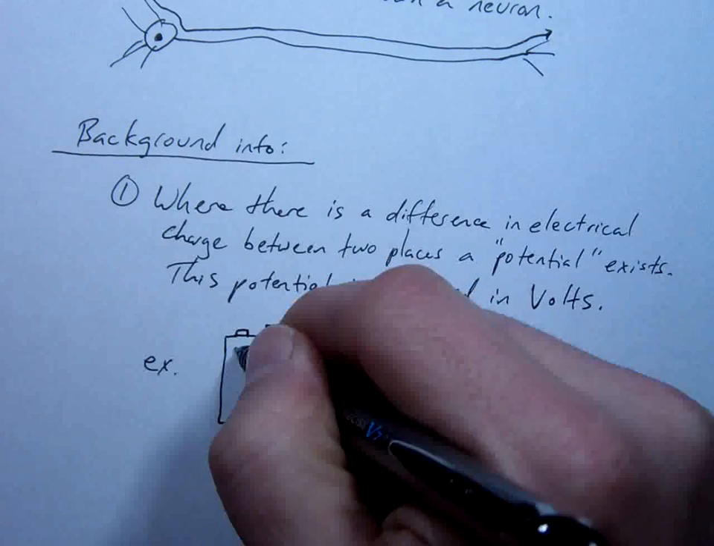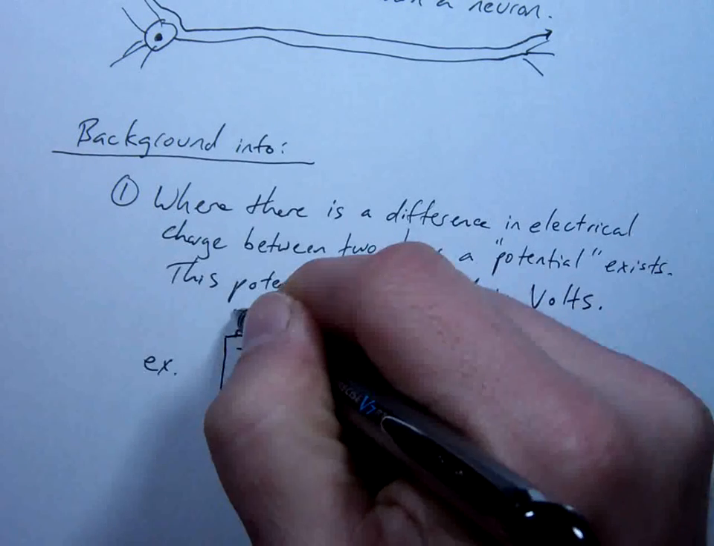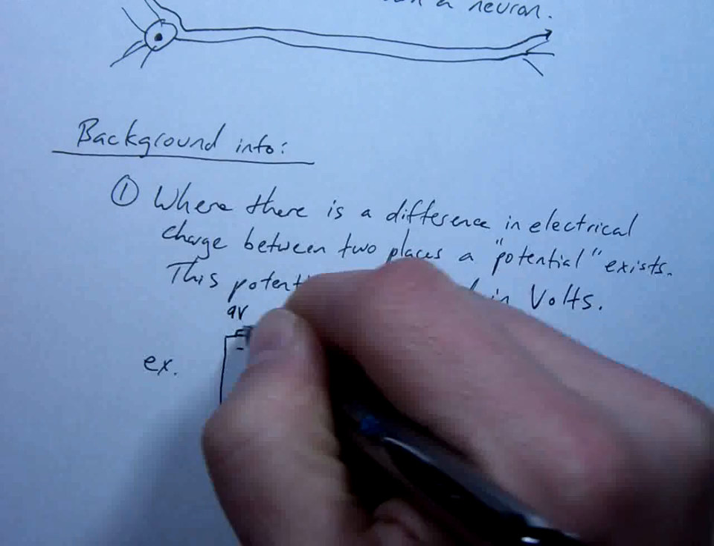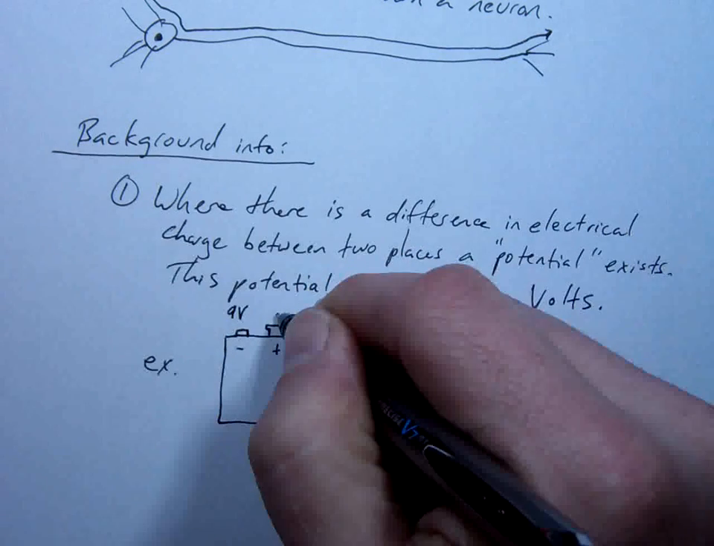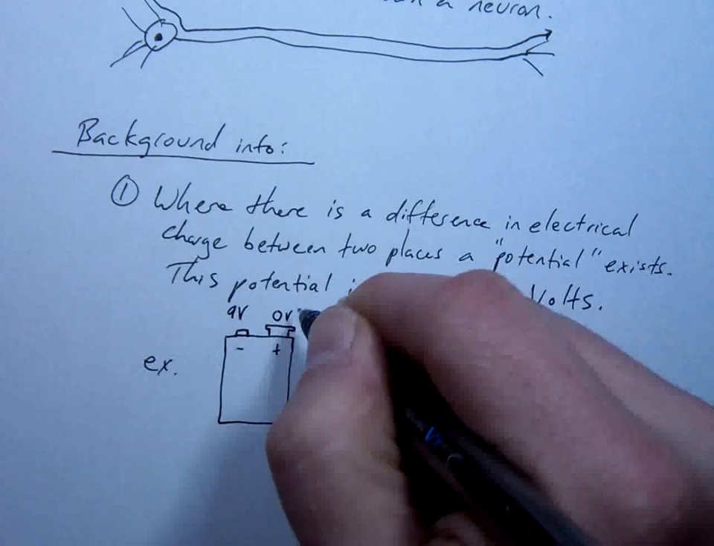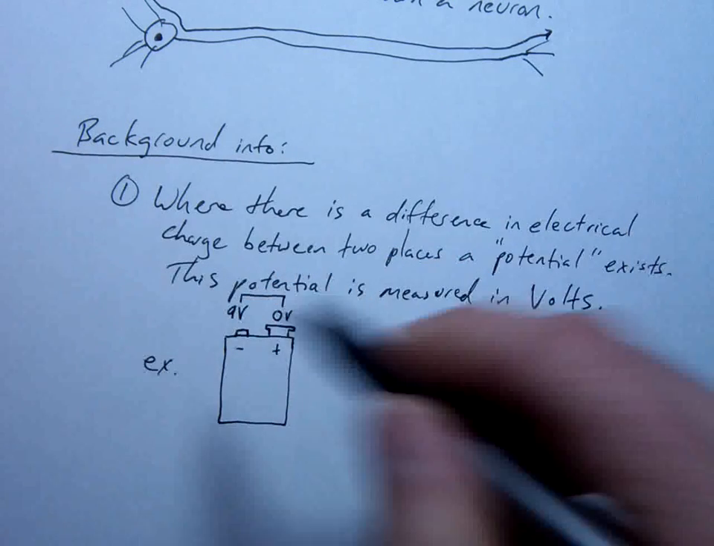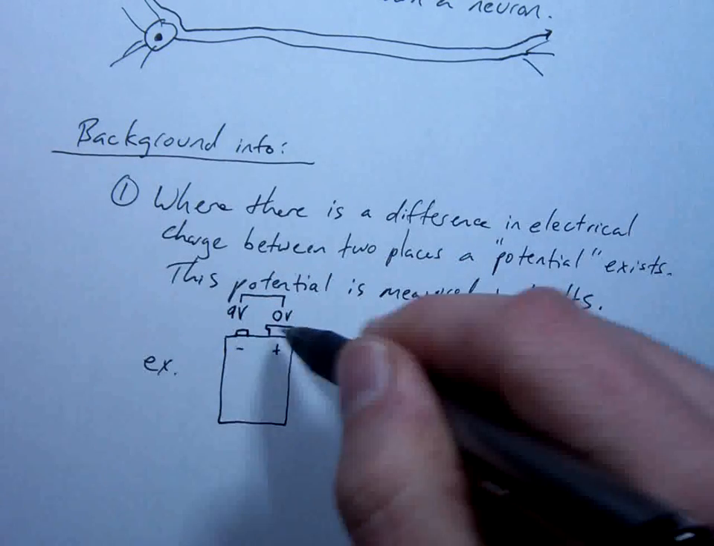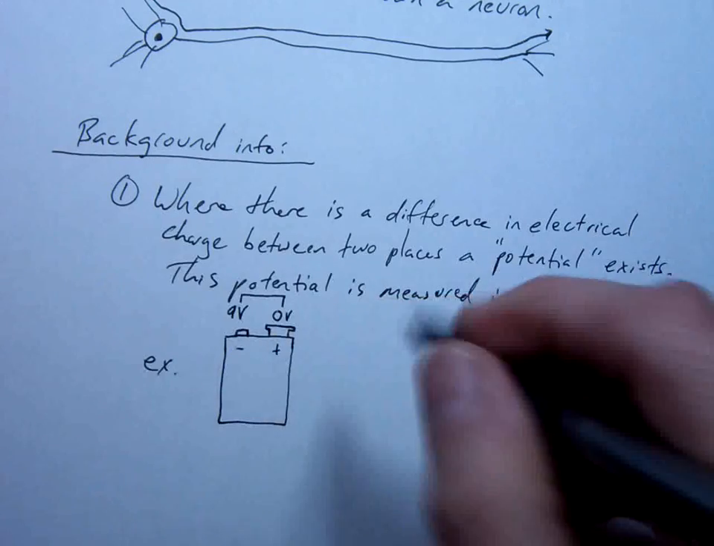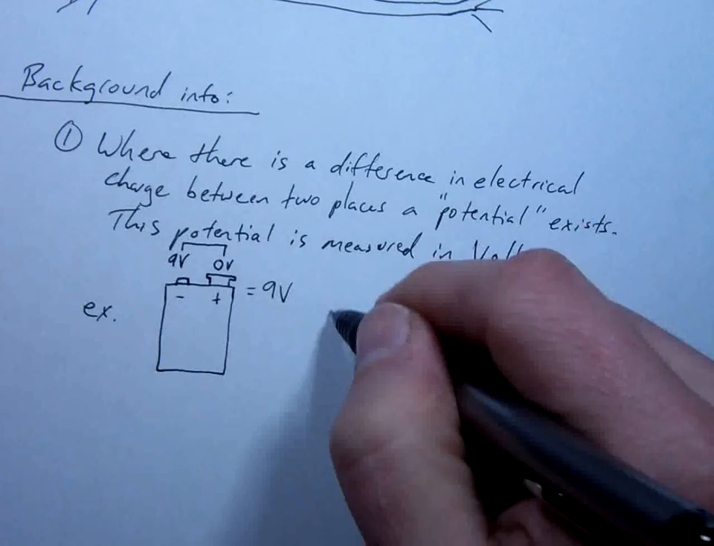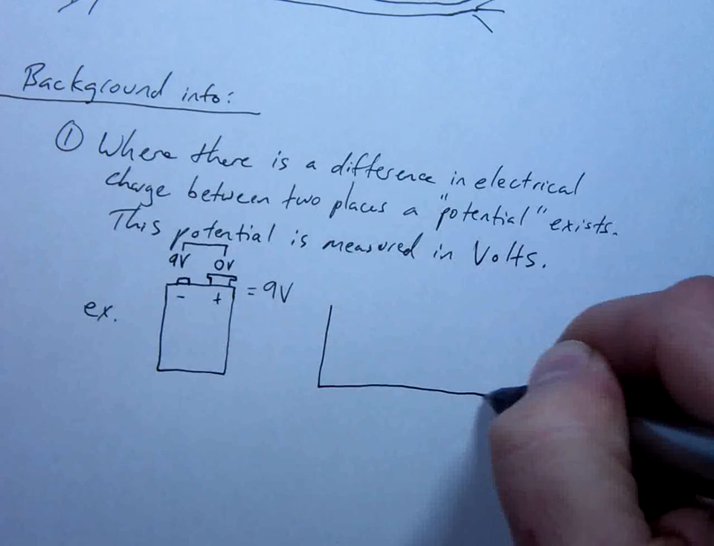The reason that works is this: one of these terminals is 9 volts. The other one is 0 volts. Therefore, the difference in electrical potential between here and here, the difference in electricity, results in a potential of 9 volts. Okay?